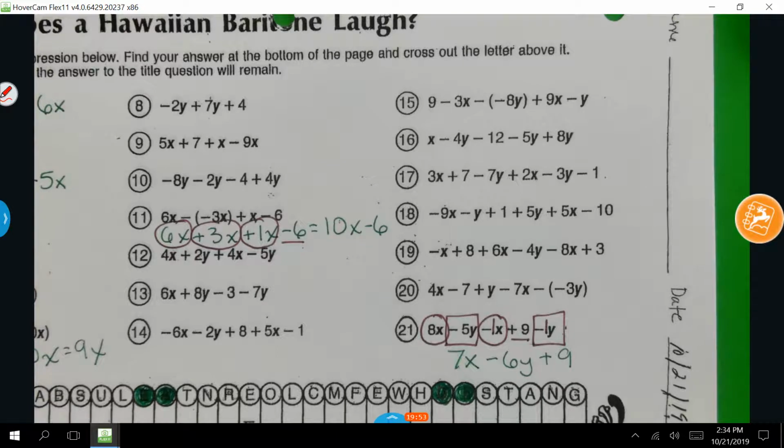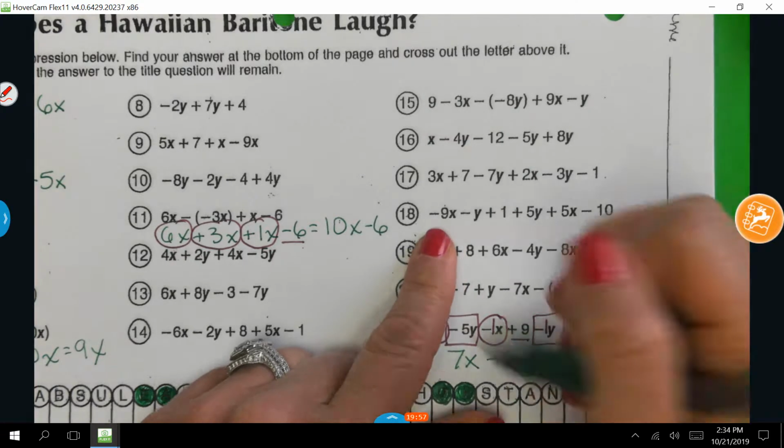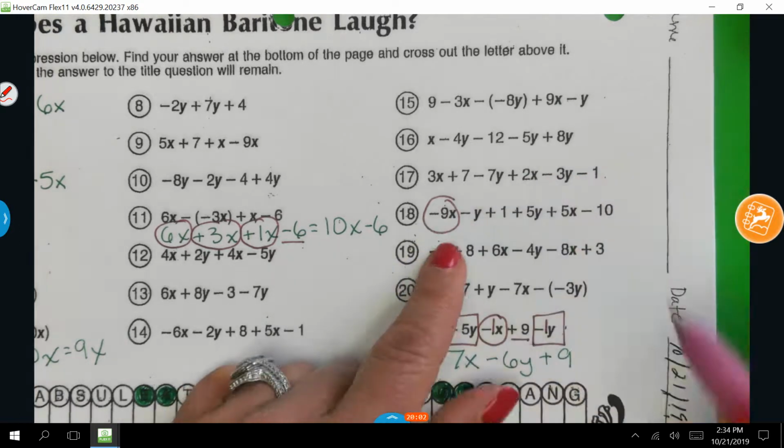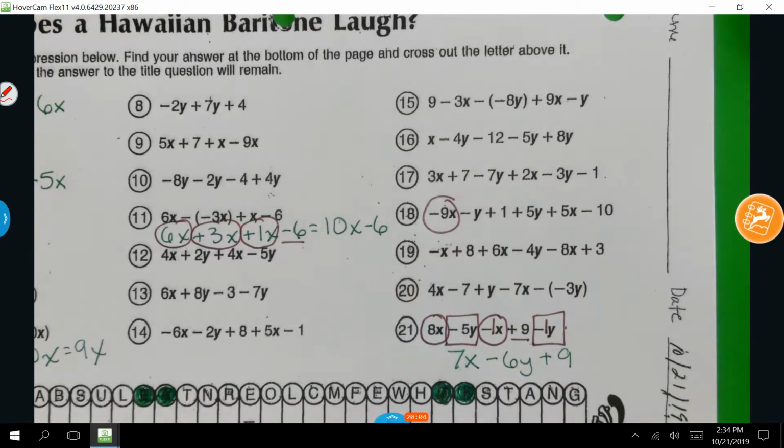18. Let's do 18. All right, Maylin, here is negative 9x. So I'm going to circle it. You circle it too. Negative 9x. What else up here has an x in it? Do you see how that's a y? They can't go together. 1, nope, can't pair up with an x. 5y, no. 5x. Do you see how that's an x and that's an x? Yes. They're a match. They can go together.